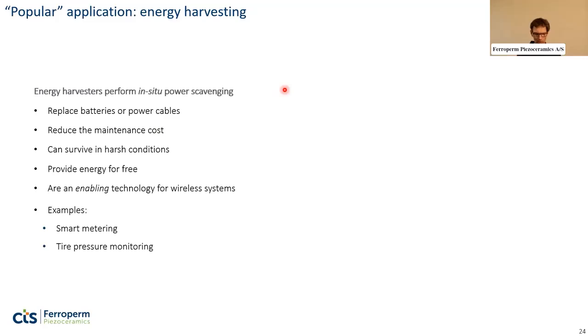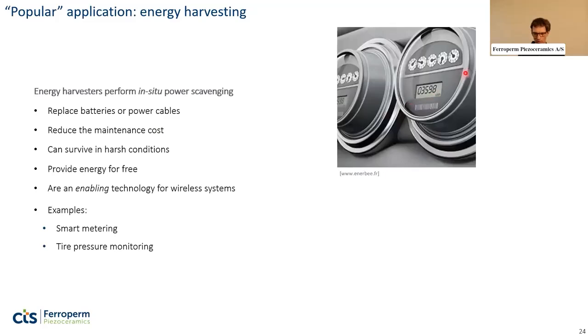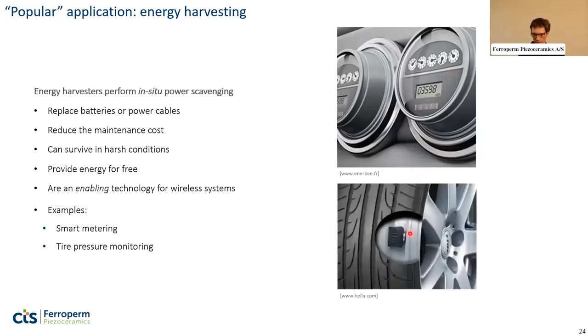So some examples that are actually in use are smart metering for energy and tire pressure monitoring. This is a case where energy harvesting is used for these energy meters, and this is a case of the tire pressure monitors.